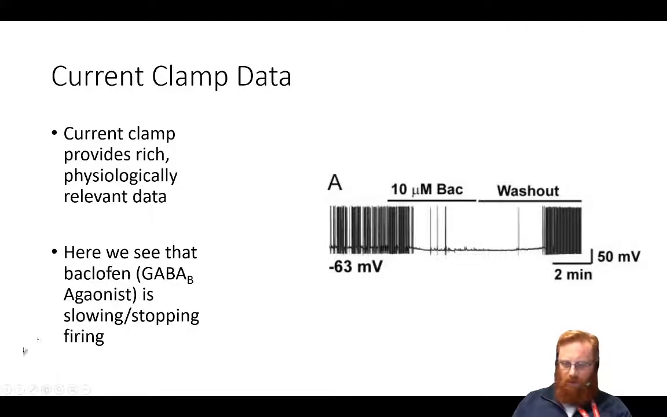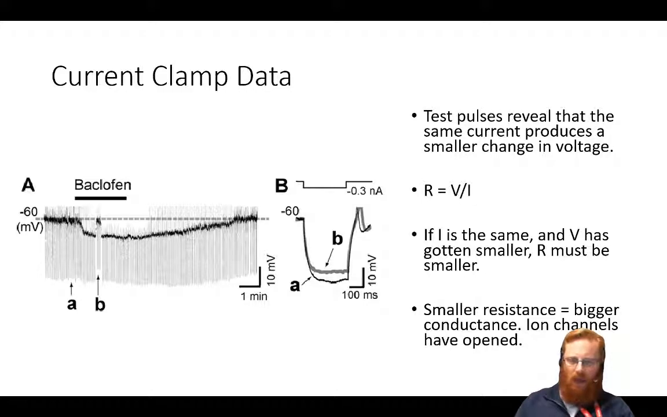So again, excuse the spelling mistake there, again, we get this clear interpretable data that if a human was to eat baclofen, all of its neurons would rest at a slightly lower potential and fire fewer action potentials. But again, we have no idea why. What has happened?